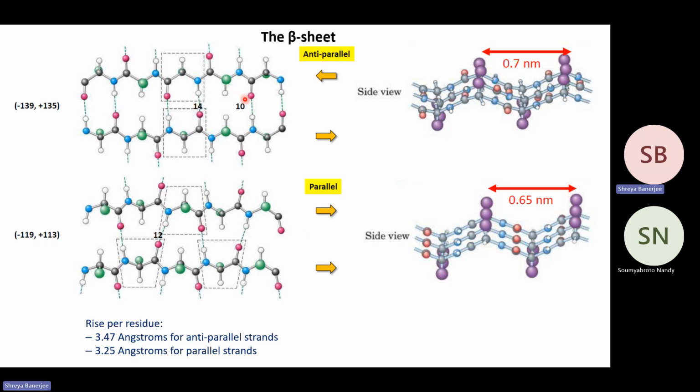So these are just the basic structural features of the anti-parallel and parallel beta sheet. And the C alpha, so you can see these C alphas, the distance from one C alpha to the next C alpha is slightly greater in the anti-parallel, which is around 0.7 nanometer, and it is slightly lesser in the parallel, which is around 0.65 nanometer.